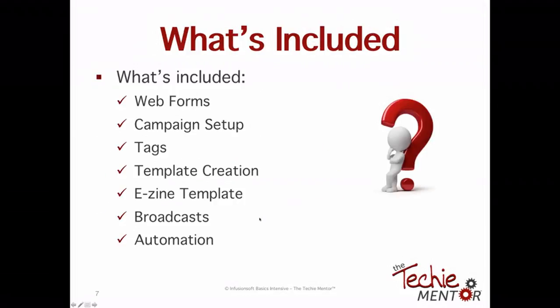So package details. What's included? Always include exactly what they're going to get. Are they going to get web forms? Are they going to get a campaign? Are they going to get new tags? Are they going to create a template? And a template could be for an e-zine or something else. How many broadcasts? What are you going to automate? Is there an order form? Are you going to add products? So on and so forth. So you have to be very specific.